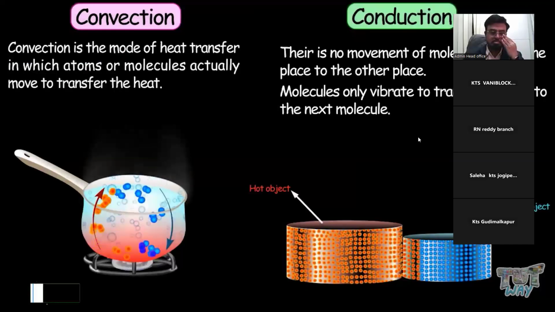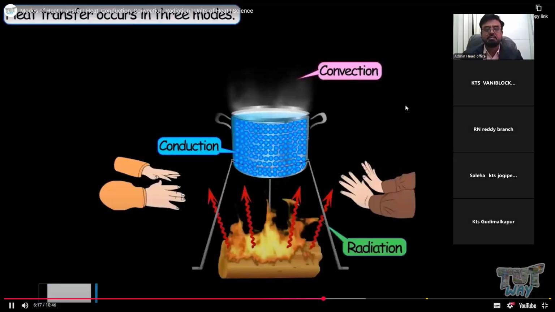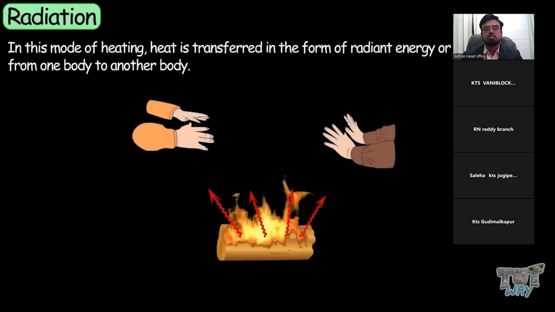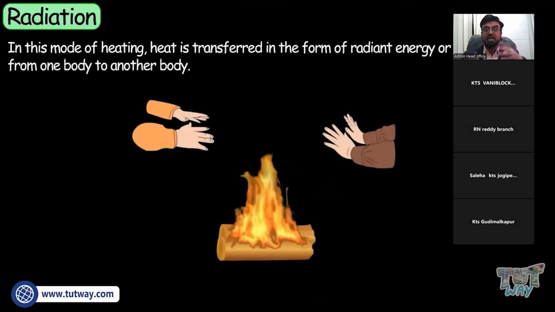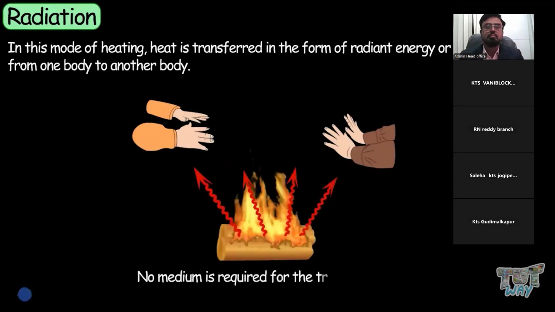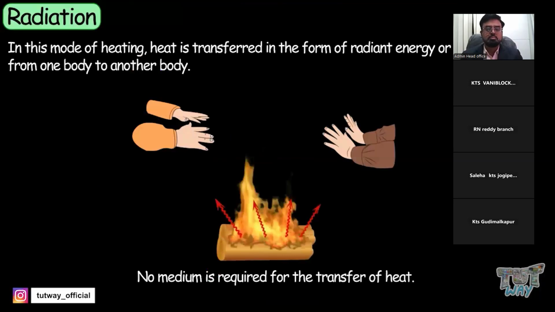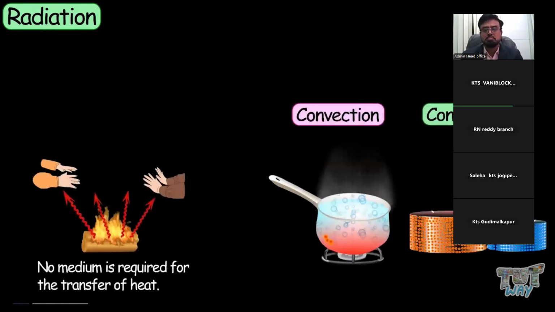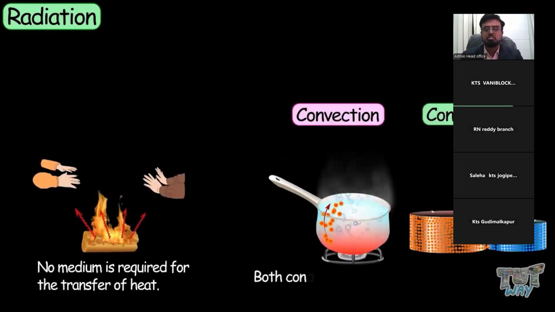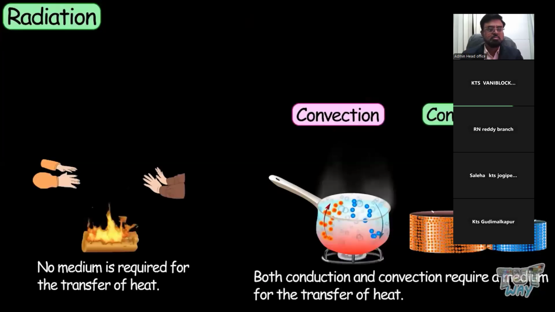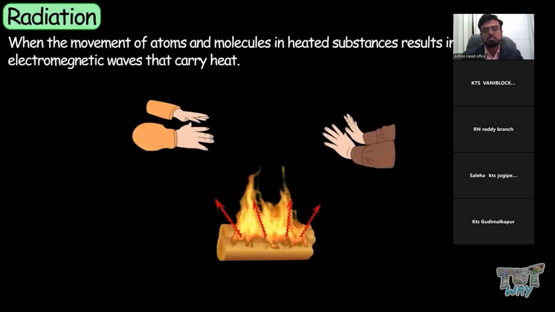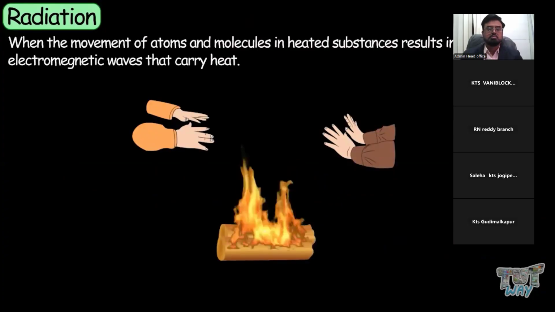Now let's learn about the third mode of heat transfer, which is called radiation. In this mode of heating, heat is transferred in the form of radiant energy, or wave motion, from one body to another body, and no medium is required for this mode of heating, or heat is transferred through a transparent medium. The property of radiation is different from convection and conduction, as both convection and conduction require some medium for the heat to travel from the hotter region to the colder region. In the case of radiation, random movements of atoms and molecules in heated substances result in emission of electromagnetic waves that carry heat.